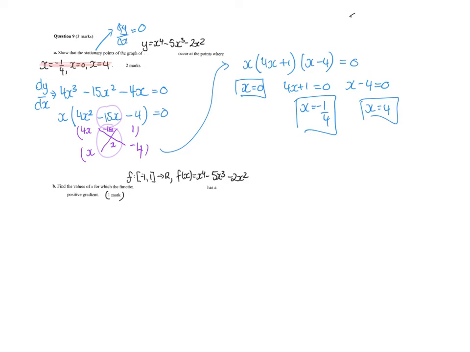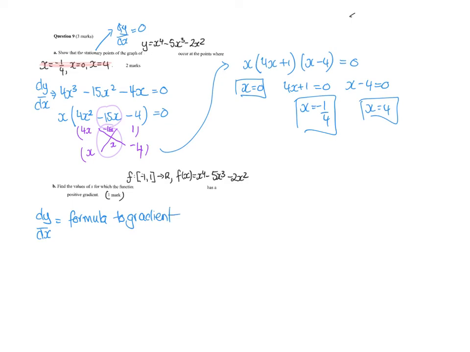It says to find the values of x for which the function given there has a positive gradient. So this is a quartic. We might not really know how to sketch that. That's going to get difficult, so we sort of need to think about it in calculus. Now, if you think about calculus, if you find dy dx, isn't that the formula for the gradient? Are you happy for me to say that? So it's the formula for the gradient.